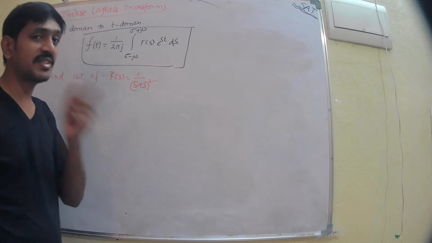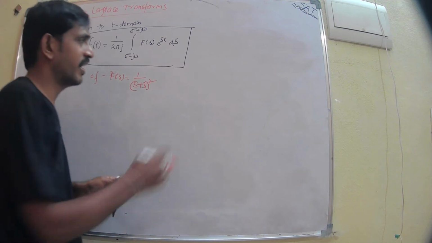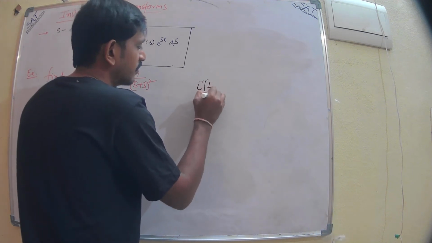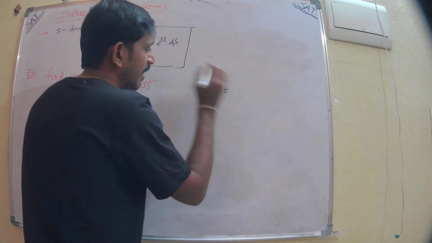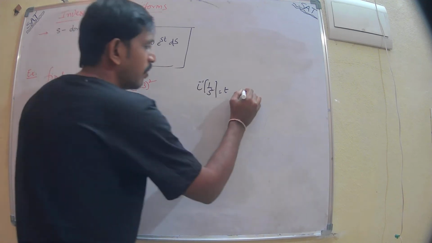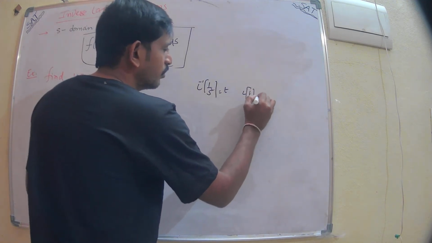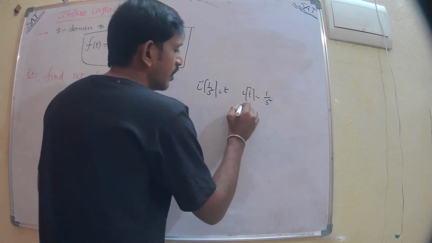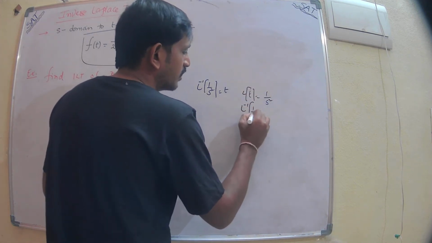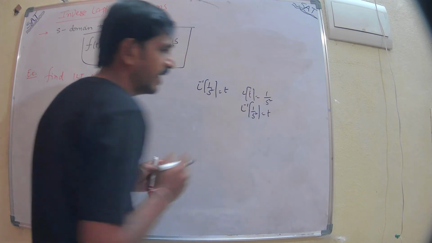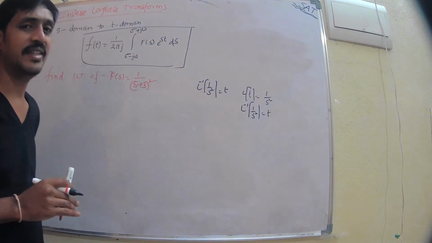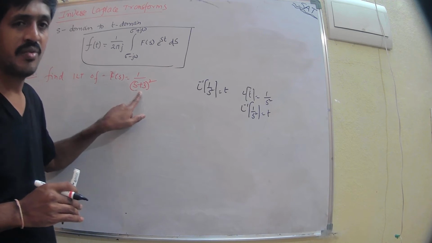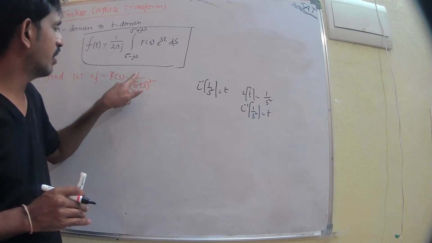You know the inverse Laplace of 1 by s square is the ramp signal. That is, the Laplace transform of t is equal to 1 upon s square. Reversing, the inverse Laplace transform of 1 by s square is small t, the ramp signal. This is the frequency shifted version of the function 1 by s square.